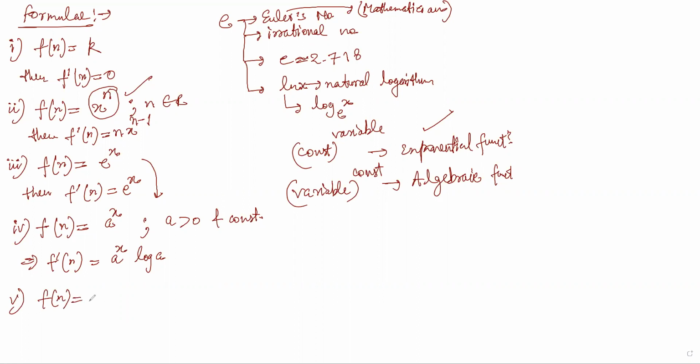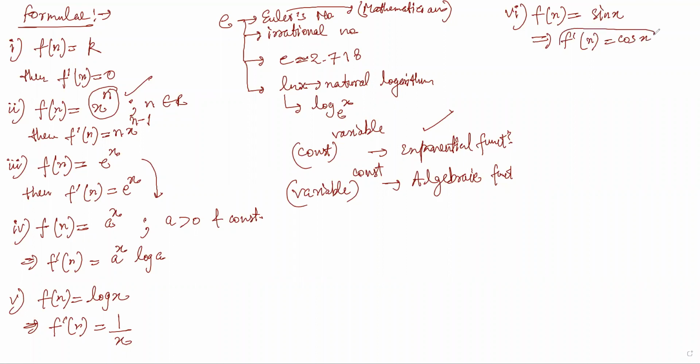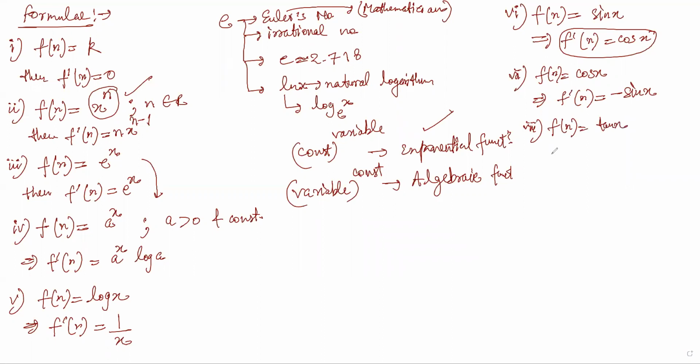Fifth is log x, differentiation of log x. Differentiation of log x is 1 by x. Then sixth one is sin x. Differentiation of sin x is cos x. Then again, differentiation of cos x is, we have just found out, negative sin. Minus sin x. Then the next one is tan x. Differentiation of tan x is sec square x. Then again, differentiation of sec x is sec x tan x.